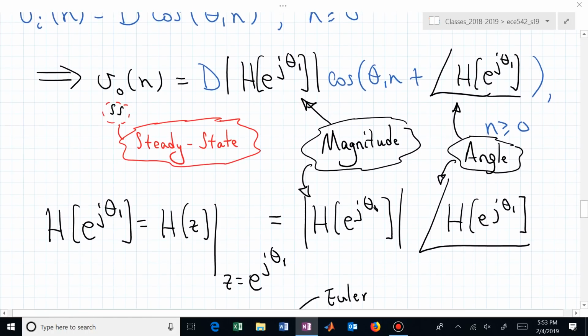Again, once somebody tells you theta sub 1, which you had from the input sinusoid, how fast they are shaking this system, essentially, you can use that to determine the complex number that you end up with when you evaluate the system transfer function at that location, or at that angle on the unit circle. You'll have a magnitude and an angle.